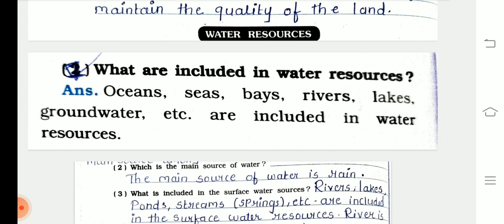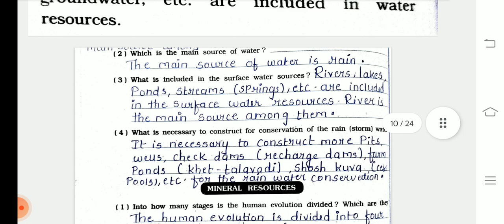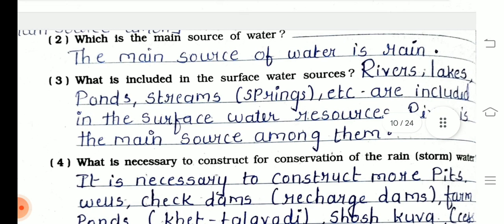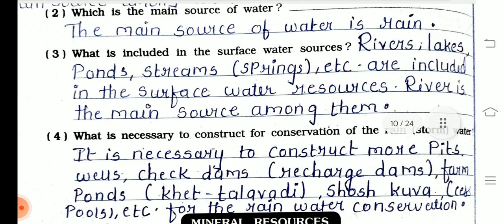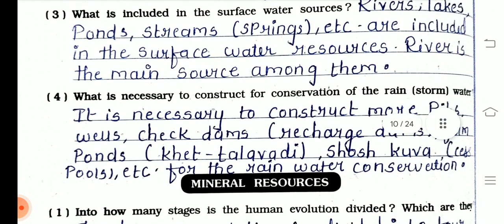what are included in water resources? Oceans, seas, bays, rivers, lakes, groundwater, etc. are included in water resources. Second one: What is the main source of water? The main source of water is rain. Third one: What is included in the surface water resources? The rivers, lakes, ponds, streams, etc. are included in the surface water resources. River is the main source among them.